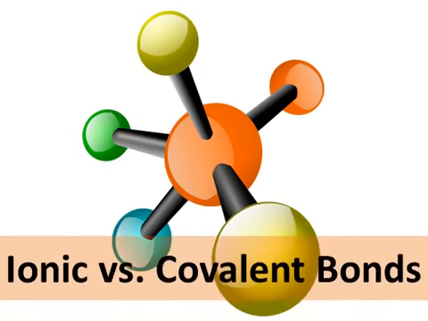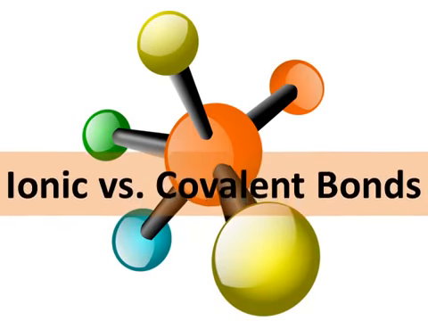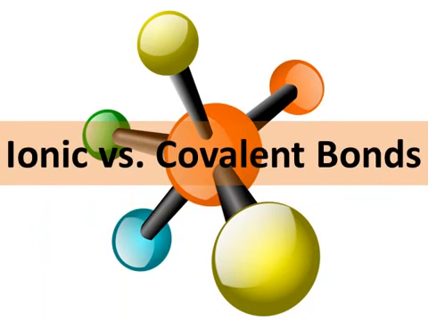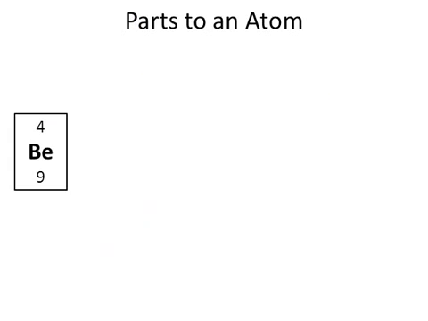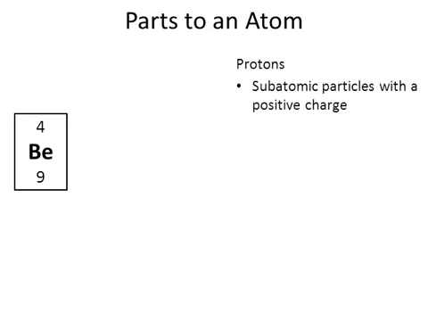Okay, let's talk about the basic differences between ionic and covalent bonds, two different ways in which atoms can connect to one another. Well, let's first look at the basic parts to an atom. Here's a square from the periodic table. Be is the element beryllium, and elements are made from atoms. And atoms have three basic parts.